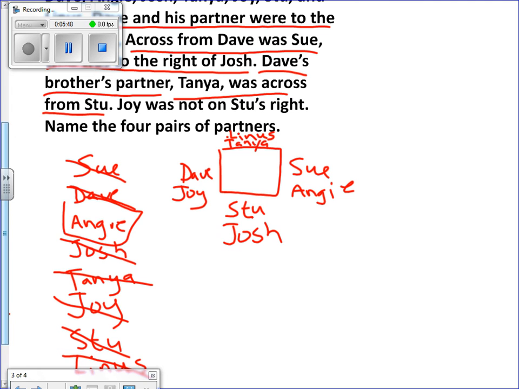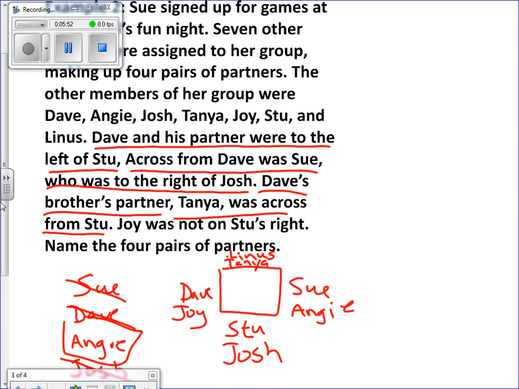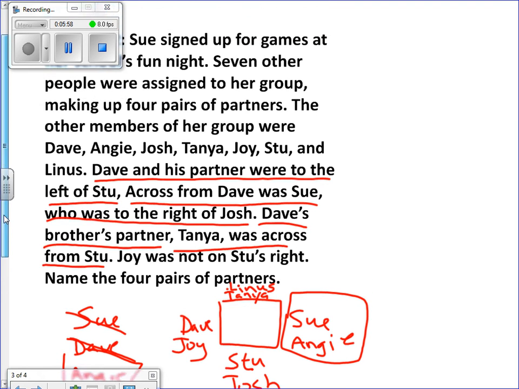So for these types of problems, it really helps to draw yourself a diagram, in this case a table that the partners are sitting around. It doesn't really matter where you start as long as you follow the instructions.